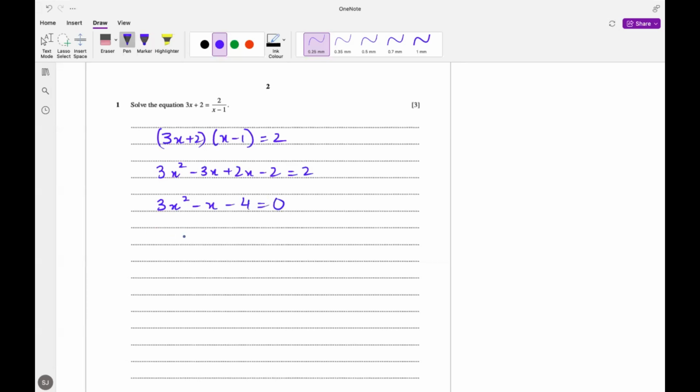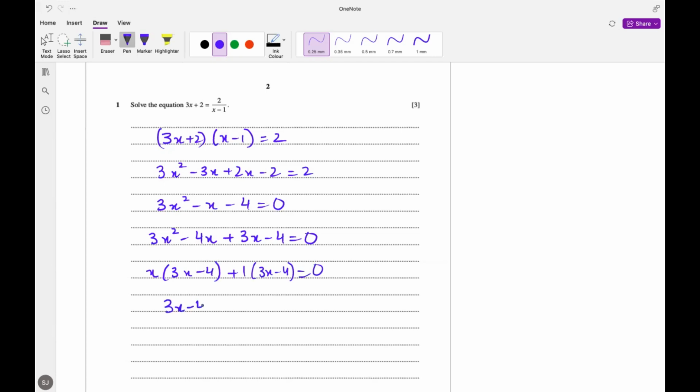Bringing the 2 on this side, we'll get 3x squared - x - 4 = 0. So using our calculators to solve this equation, or we can use middle term breaking as well, which will become 3x squared - 4x + 3x - 4 = 0. Taking x common, this will be x(3x - 4), plus taking 1 common, this will be 1(3x - 4) over here.